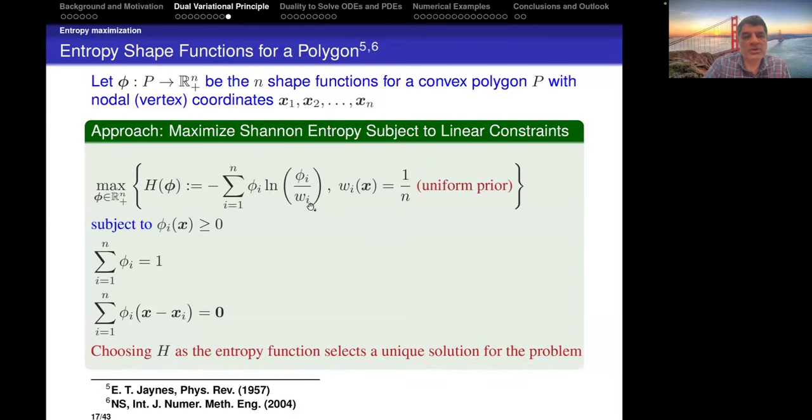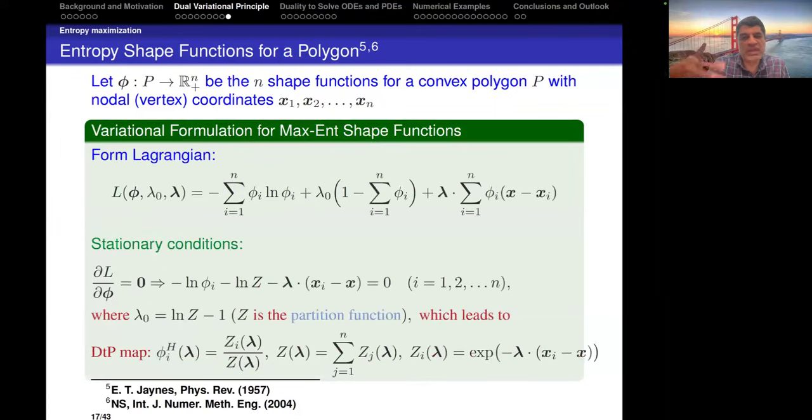Now my problem is, of course, that the objective function is nonlinear, because I picked this function. Like I told you, it's a selection criterion. So H, the entropy function, selects a unique solution for the problem at hand. That is basically the starting point.